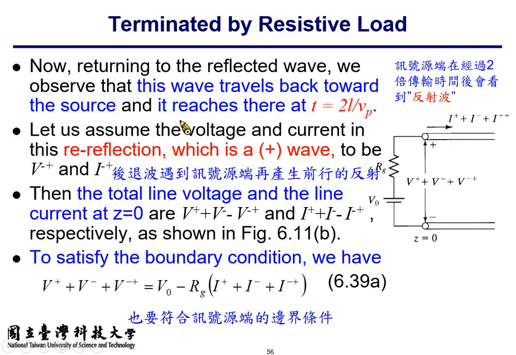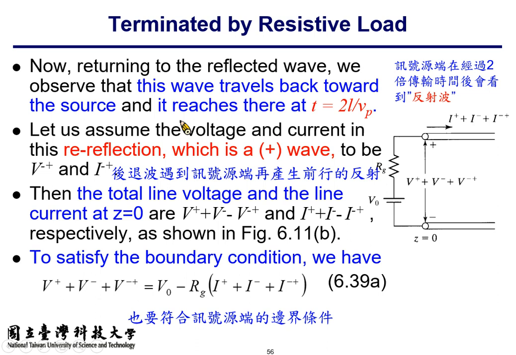To continue the progress of signal propagation, at another time delay t equals 2 times L over Vp, the signal goes to the right-hand side and is reflected to the left-hand side. Then with this time delay, at z equal to 0, the very left-hand side of the transmission line system, you will find two signals, V plus and V minus plus.